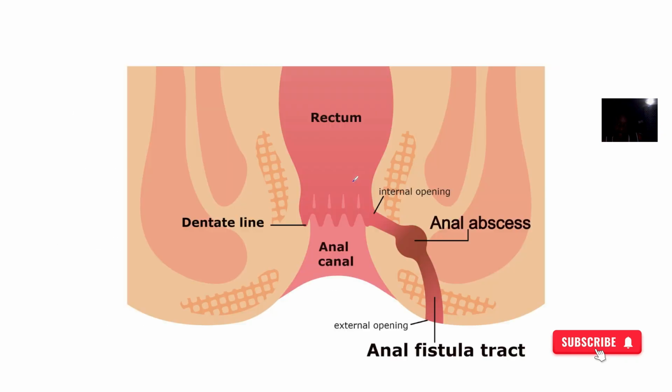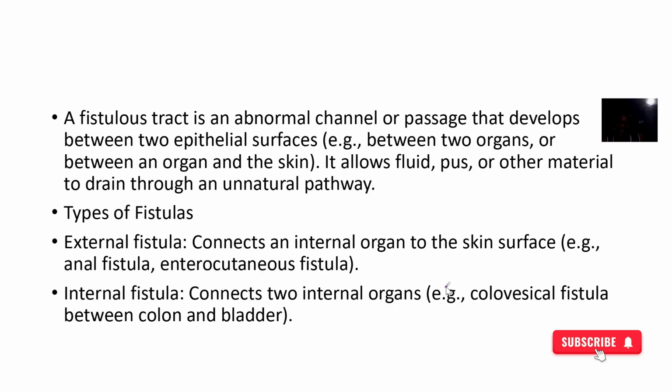So a fistula tract, you have a very beautiful picture here, which is trying to show an anal fistula. Okay, and you can see the external opening is actually the tract that I've been talking about. So what is a fistulous tract? It's an abnormal channel or passage, and it develops between two epithelial surfaces.